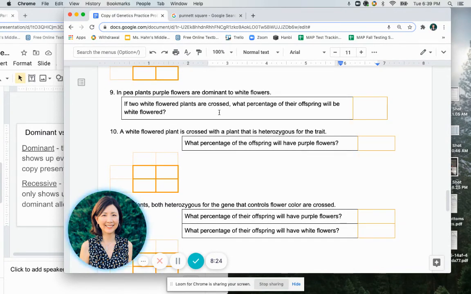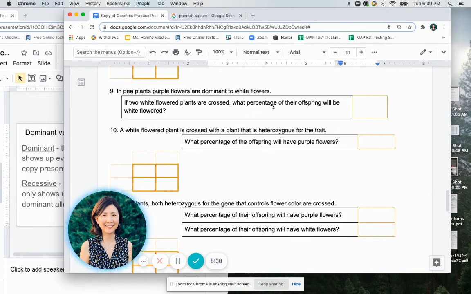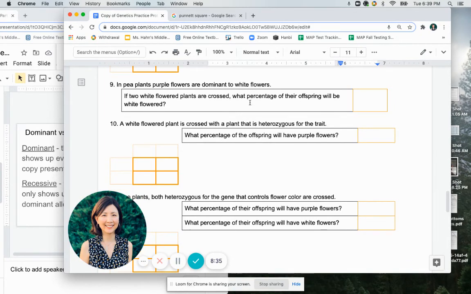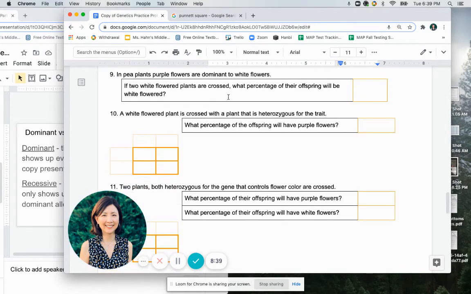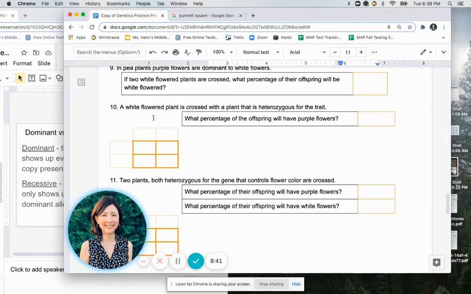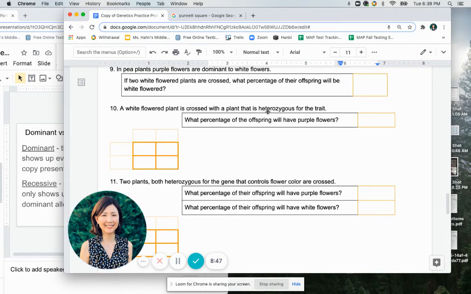And this one is more just if we did 2 white flowered plants and they crossed, what percent of their offspring will be white? And if you think about it, you don't even have to do a Punnett square. Okay, here's a white plant. A white plant is going to be crossed with a plant that's heterozygous. So heterozygous is going to be 1 big and 1 small allele.